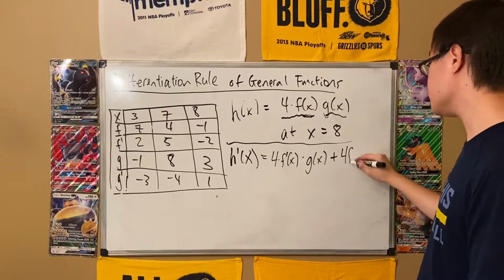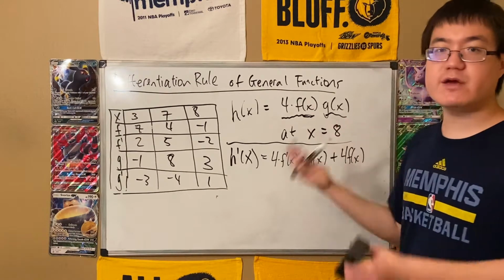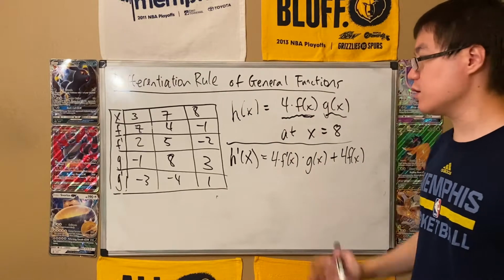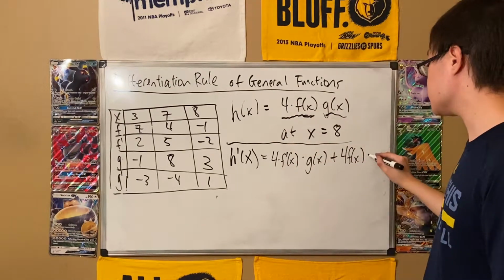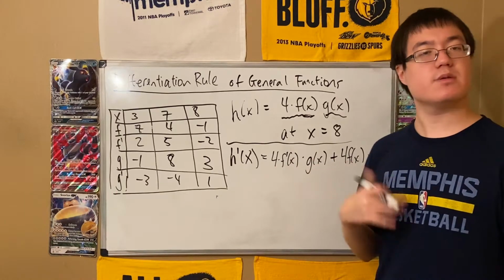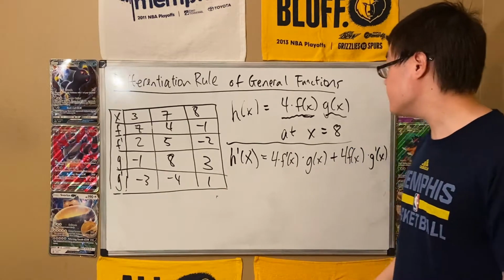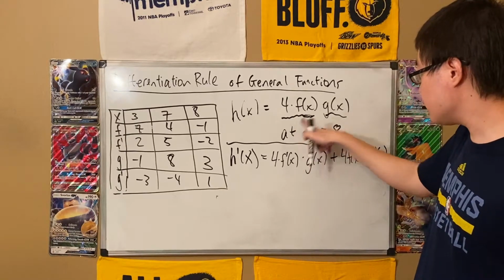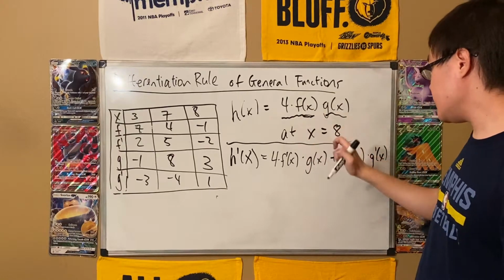So it's going to be 4f of x. And then because we kept g of x the same for the first half of the product rule, now we're going to take the derivative of g of x. So that's g prime of x. Notice that my 4 is distributed to both halves of the product rule, and that's what I want. So again, it's derivative, keep the same, derivative.